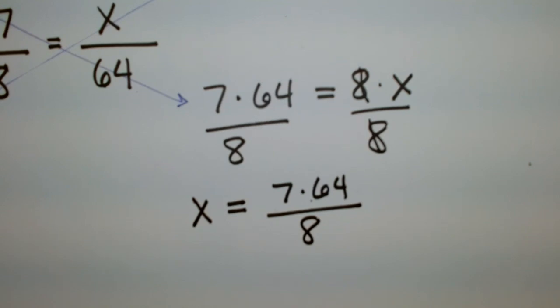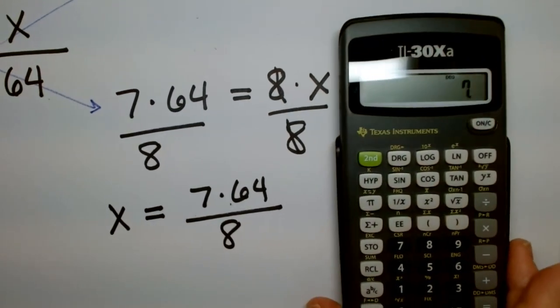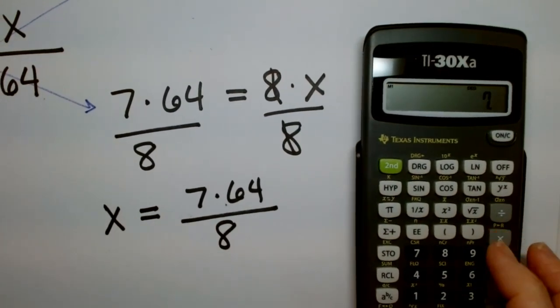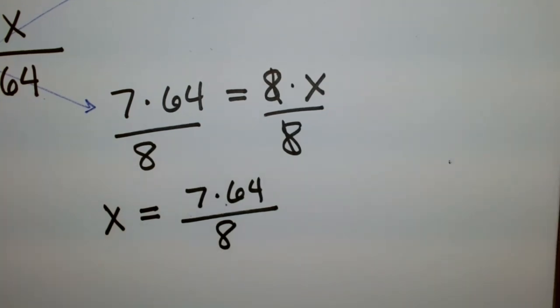Okay, who's got a calculator? Can you guys calculate that for me? I'll do it off screen here. Here, I can do it on screen. So my calculator doesn't always show up very well. 7 times 64 divided by 8. Did you guys get a number?